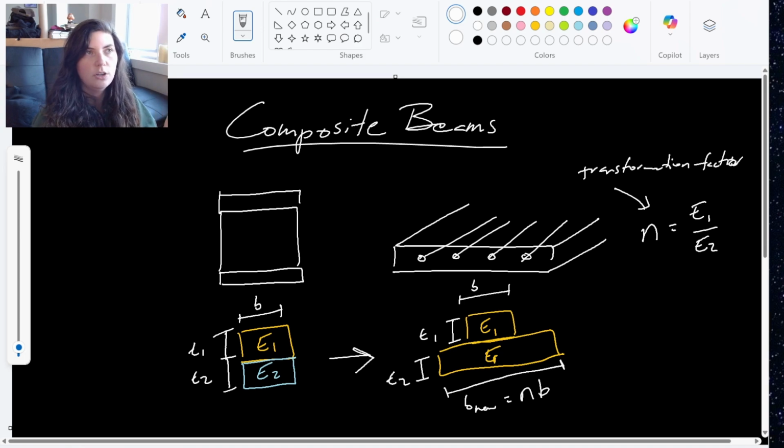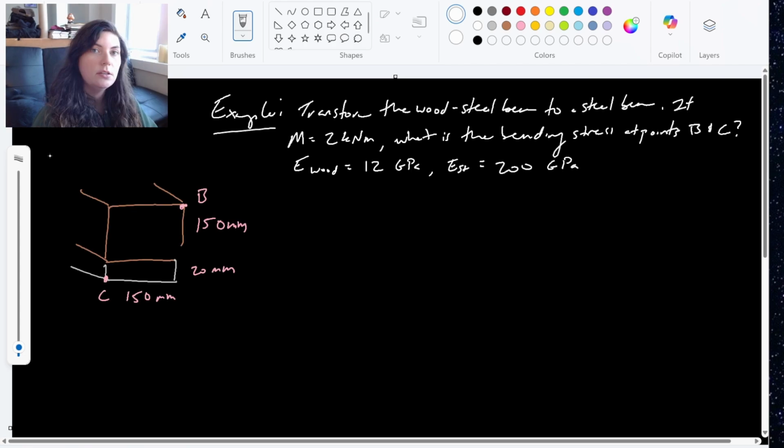So let's take a look at one quick little example of how we might use this. This example asks us to first transform this wood steel beam we have on the left side here into just a steel beam. And then if a moment of 2 kilonewton meters is applied, what is the bending stress at point B, up there in the upper right corner, and point C on the steel in the lower left? They give us the moduli of elasticity for the wood and the steel, 12 gigapascals for wood, 200 gigapascals for the steel. And then we have our geometry over here: the wood is 150 by 150 millimeters, attached to steel on the bottom, 20 millimeters by 150 millimeters.